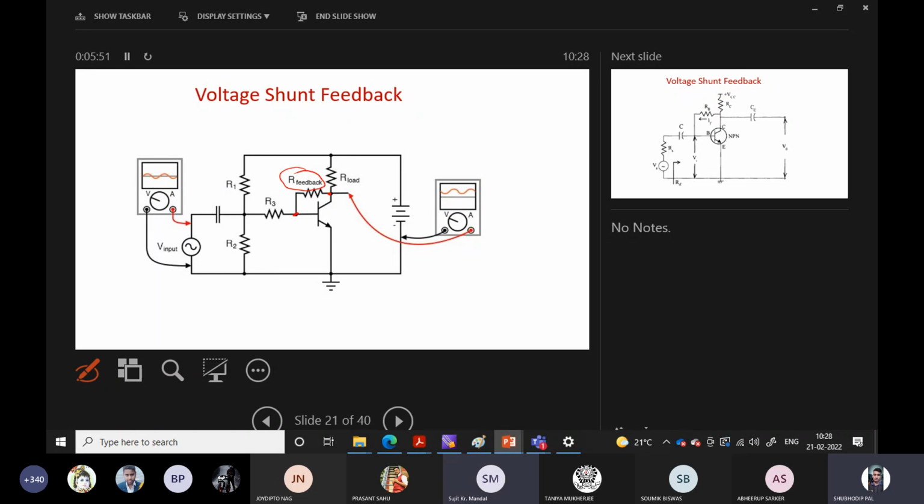How will you justify? Now you have to see whether the current is taking another path or not. If you see the input current without this feedback resistor, it is the total input current applied to the base. Now with this resistor connected, the current is taking two paths at the node here in the input.